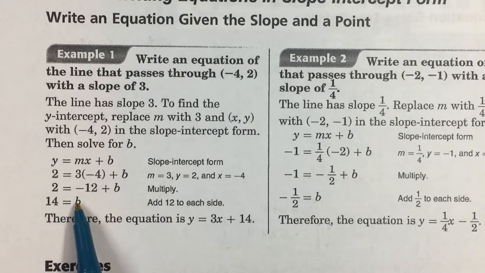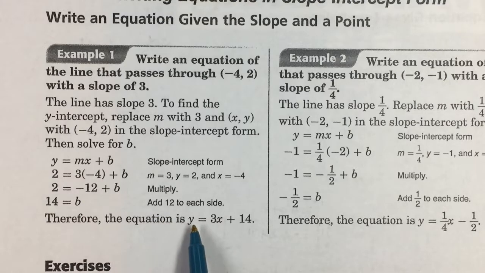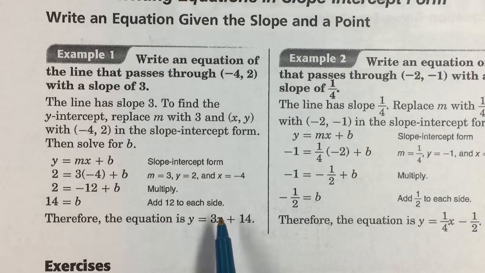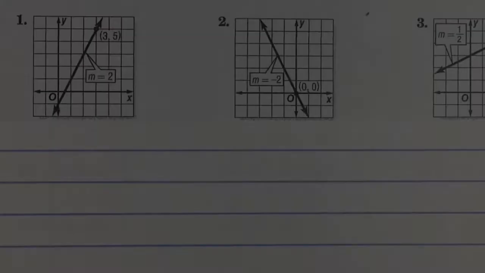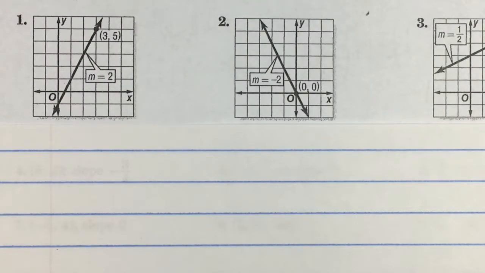Once we have b equals 14, we just replace it in the slope-intercept form, and we have y equals m, that is 3, times x plus b, that is 14. Let's practice with an exercise now.